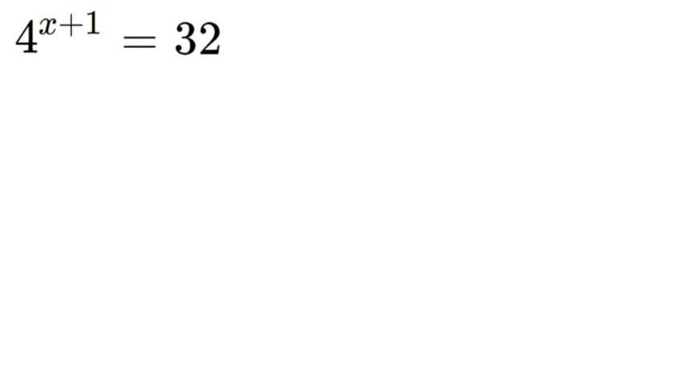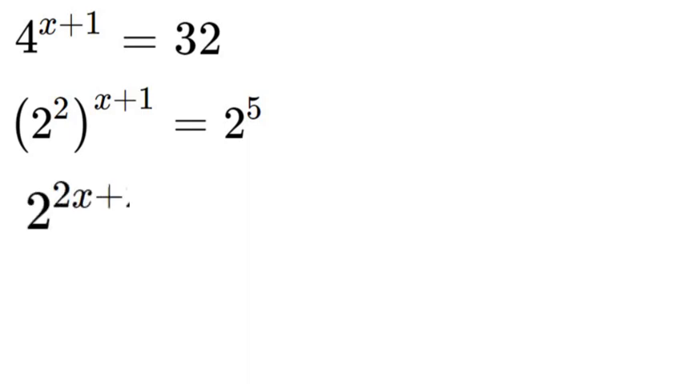So let's go ahead and work on another one. We have 4 to the power of x plus 1 is equal to 32. We are going to rewrite 4 and 32 as powers of 2. So 4 would change to 2 squared, and 32 would change to 2 to the power of 5. Now, with 2 squared to the power of x plus 1, we can apply some exponent properties and multiply those exponents out. So we'd have 2 to the power of 2x plus 2 is equal to 2 to the power of 5.